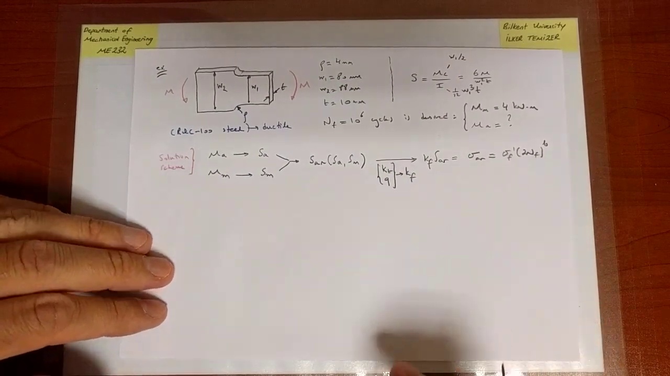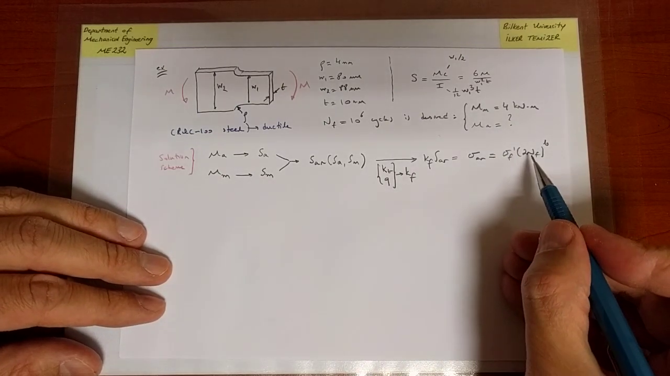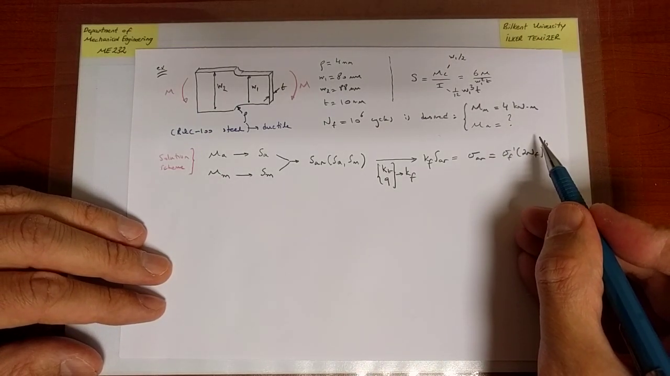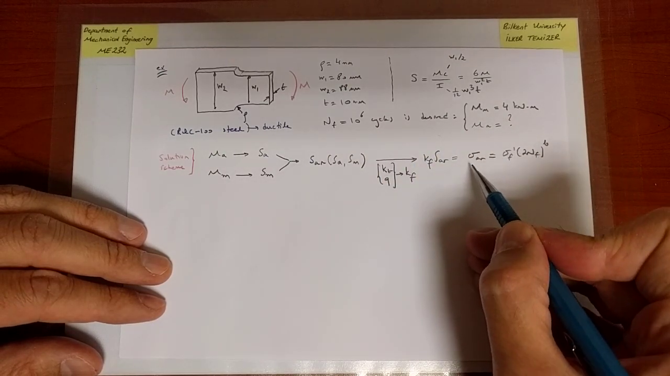Now presently the problem is set up in exactly the reverse manner. We're given the life, and so that's 10 to the 6, and therefore I can determine sigma AR.